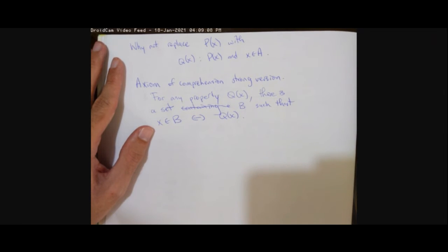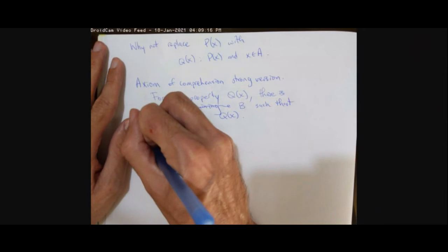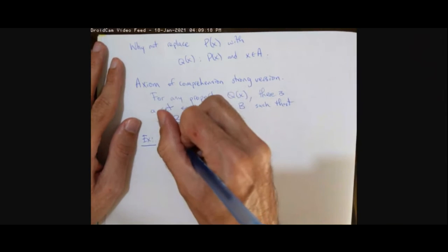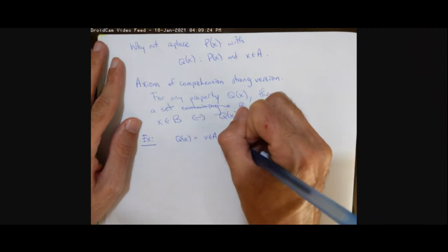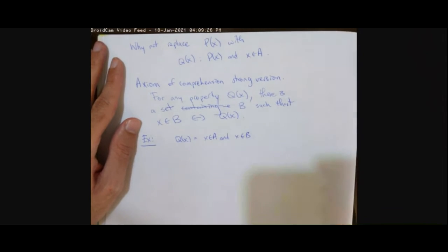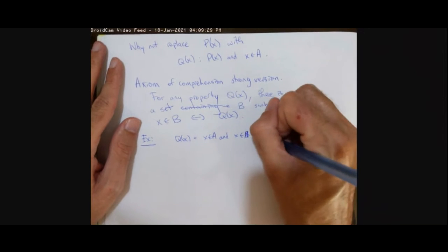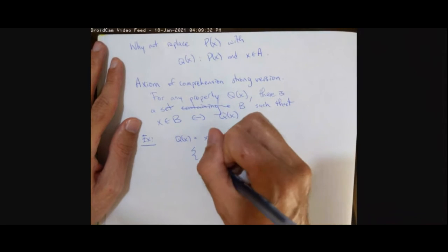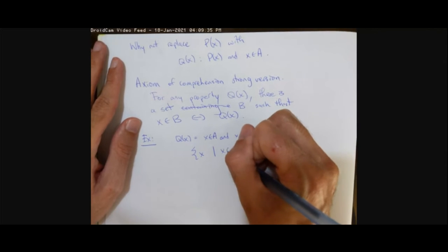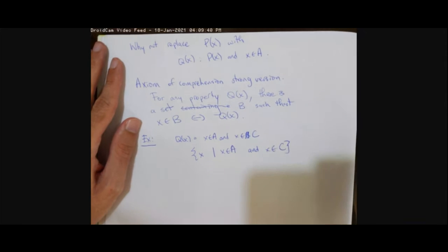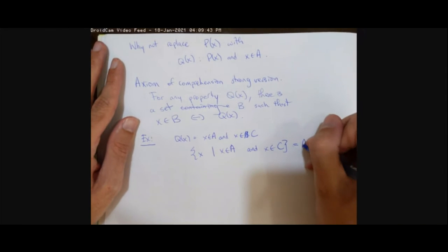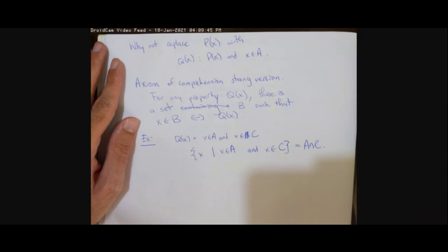It is more concise. Also, anything that you can deduce from the old axiom, you can also deduce from this one. For example, take Q of X to be: X is in A and X is in C. Then the set of X such that X is in A and X is in C, well, this new axiom of comprehension gives us the intersection.